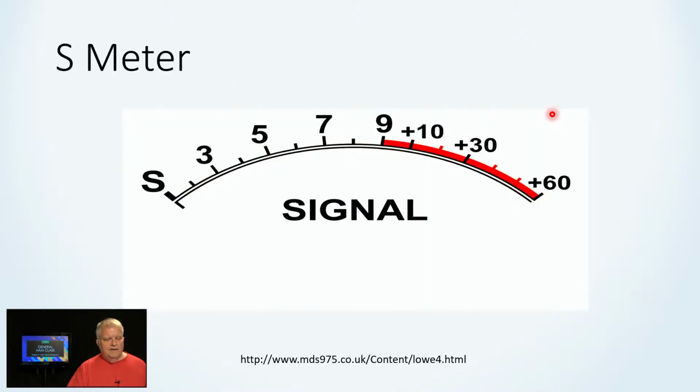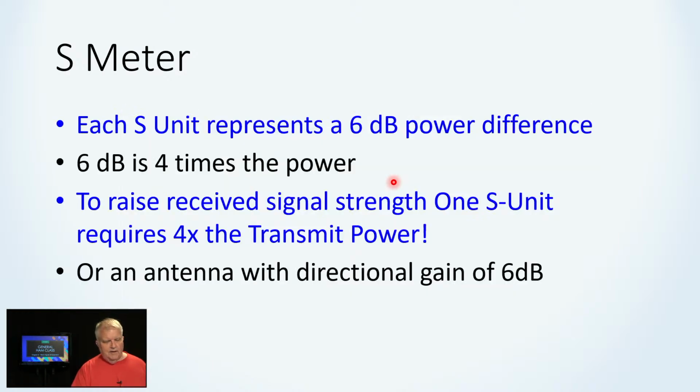Moving on, in a receiver, you're going to have a signal strength meter. This is showing you the received signal strength. It has S units up to S9, and then it goes in decibels above that: 10 dB above, 20, 30 dB, 40 dB, etc. Each S unit, here's S9, here's S8, is said to be 6 dB. Each S unit represents 6 dB power difference. 6 dB is 4 times the power.